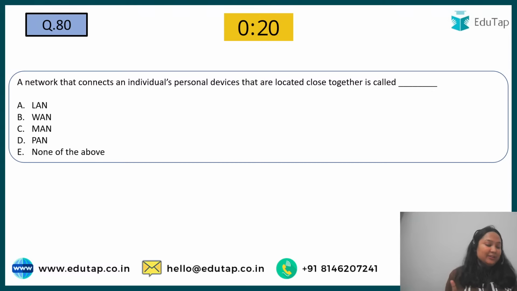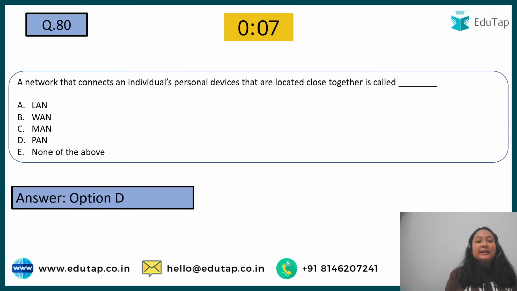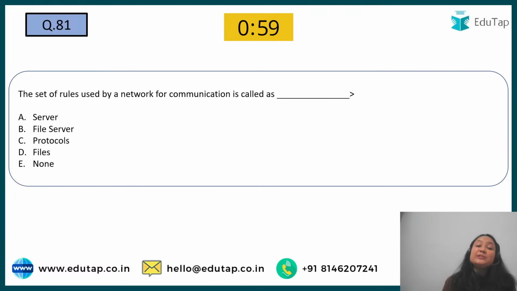Yes, Nikita, I have given the correct answer. Option number D, PAN. Rashmi, Maya, very good. Now the correct answers are coming. Ashish, very good. Lakshmi has given the correct answer. Option D will be the answer. PAN, personal area network, will be the answer. LAN is bigger than that. We have PAN, then LAN, then MAN, then WAN. Next is the question on the set of rules used by the network for communication. All of you should give the correct answer for this question, because we have not only discussed the answer, we have also discussed the option in different questions.